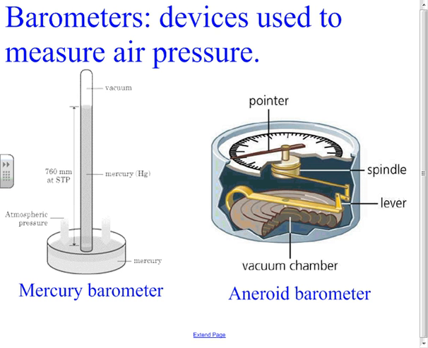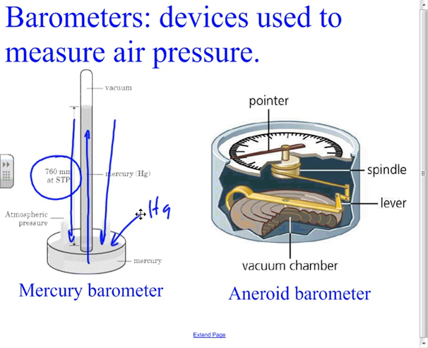The devices used to measure air pressure are called barometers. Two types you should be familiar with: the mercury barometer and the aneroid barometer. The mercury barometer has an open pool of mercury, and as the atmospheric pressure pushes down on that mercury, it forces it up into an evacuated glass tube, and the higher the mercury goes up, the greater the atmospheric pressure. Typical atmospheric pressure is about 760 millimeters of mercury, or it causes that height to go up by 760.